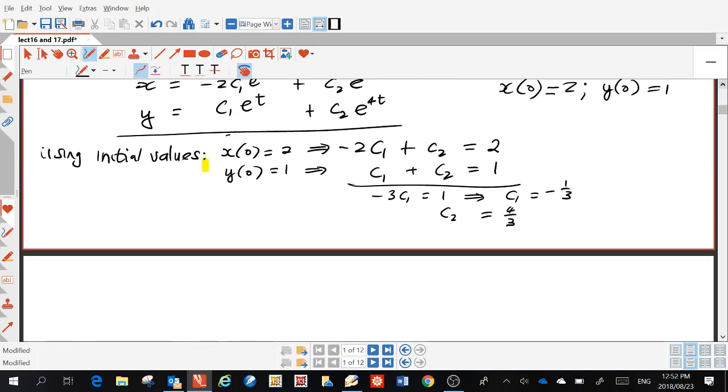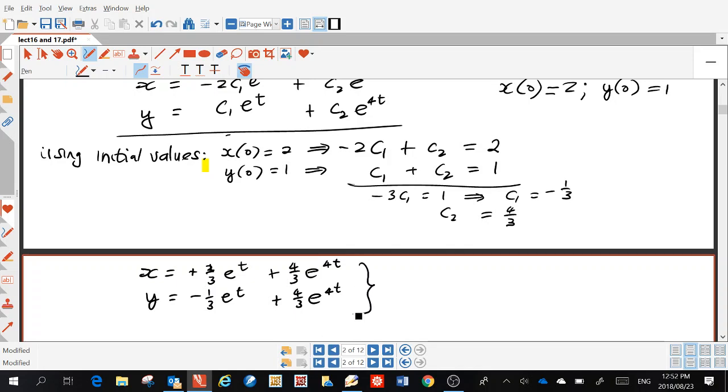All that tells me is that the solution is x equals minus 2 times c1, so it's going to be 2/3 e to the t plus 4/3 e to the 4t, and y is c1, which is minus 1/3 e to the t, plus c2, which is 4/3 e to the 4t. Okay, my question comes back: can we solve for x in terms of y explicitly? Can we eliminate e to the t and e to the 4t?